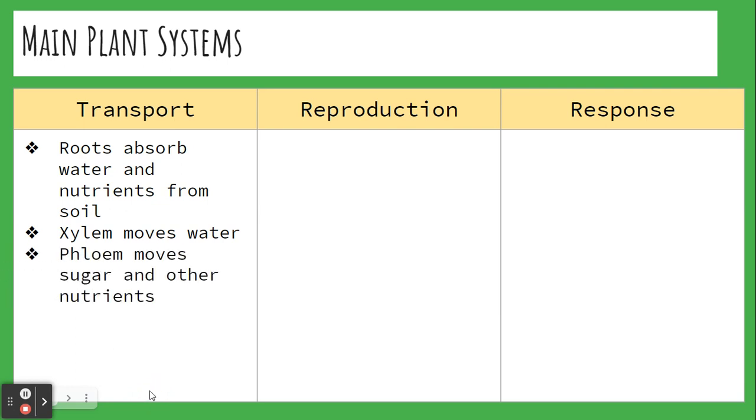Your phloem will move sugar and other nutrients throughout the plant. So once your plant goes through photosynthesis, the phloem is responsible for moving all that glucose and any other nutrients to any parts of the plant that need it. So you can sort of think of your xylem and phloem as being pretty similar to our circulatory system and the way our blood moves nutrients, oxygen, water throughout our bodies.